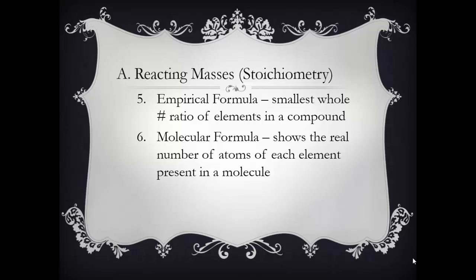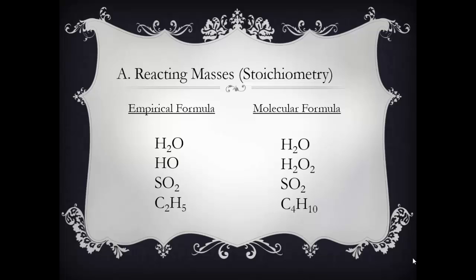And then molecular formula is the actual real number of atoms of each element present in that molecule. Molecular can be empirical sometimes if it's already the correct molecular formula and it cannot be reduced. But the empirical formula is the reduced amount.